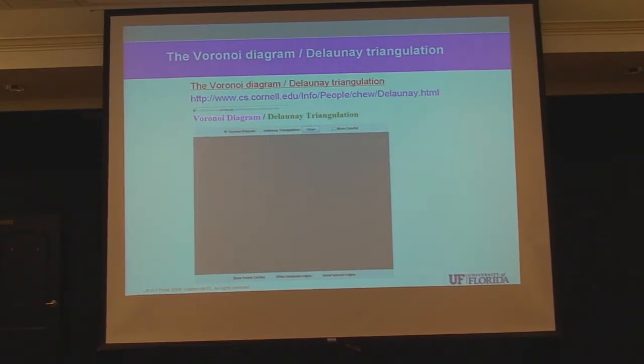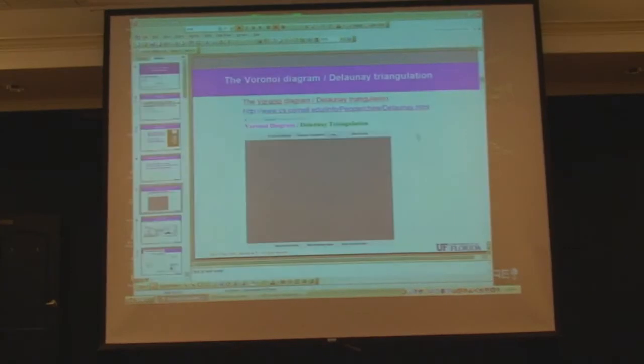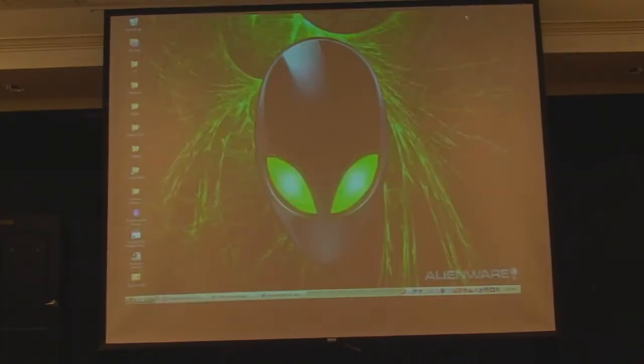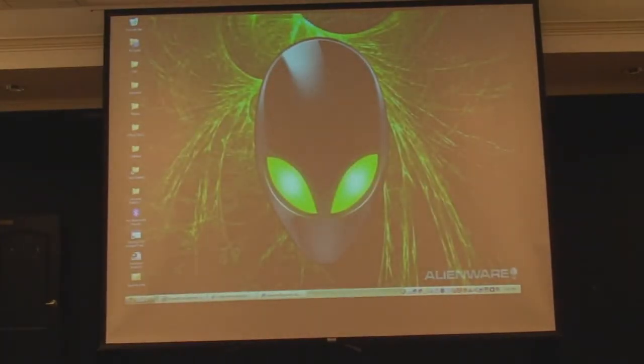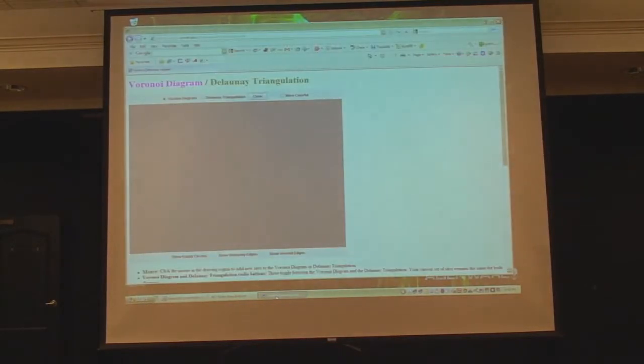So one of the simplest ideas of what a trade area is, is what mathematics calls the Voronoi diagram or Delaunay triangulation. And let's say I'm going to go there. I think I've already actually brought up that website here. That's a background from the new computer I'm just now putting together. Okay, so here it is.